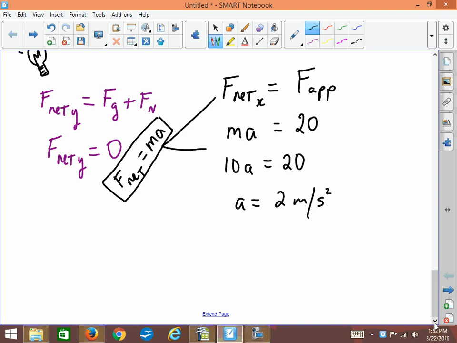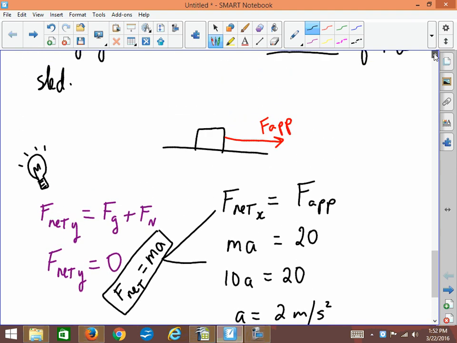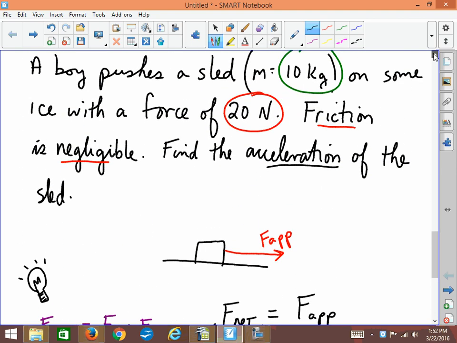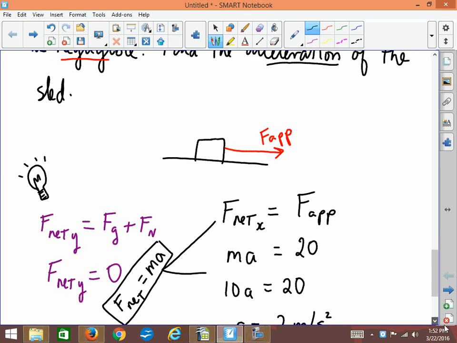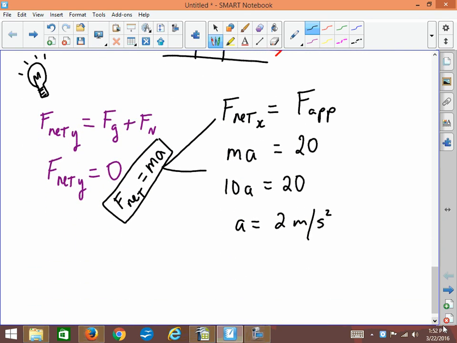Notice that when I started this, I wasn't even thinking about the a. I didn't ask myself, I have to find a. I didn't go look for a formula with an a in it to see if there was an a somewhere. All I did is follow the process. I drew the picture first, and then I drew the F net x and y equations, and out popped the a. And I'm like, yay, I got the answer.